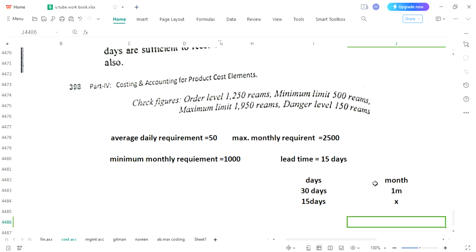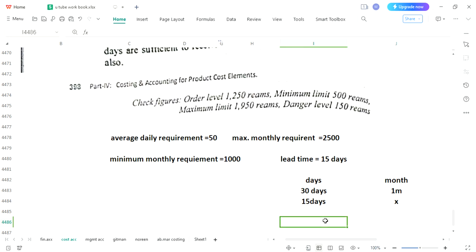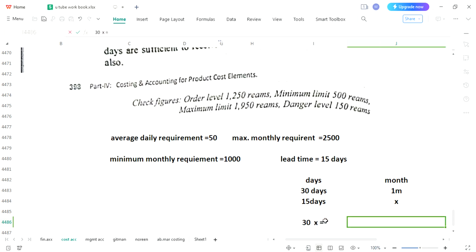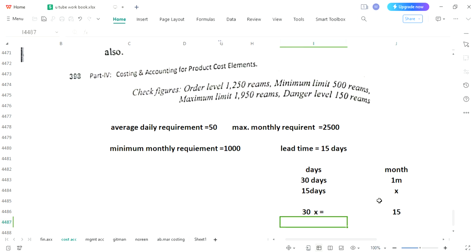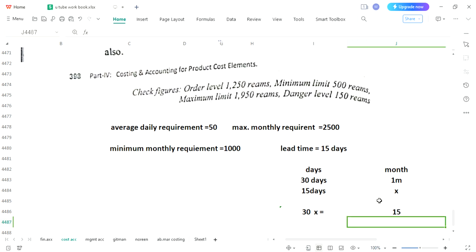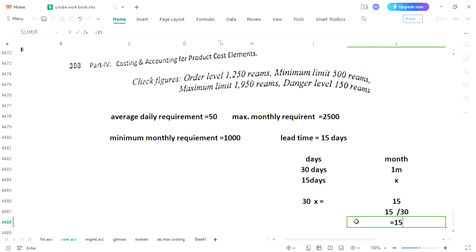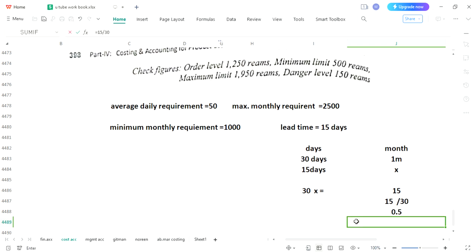Here we will start our cross multiplication. X would be multiplied with 30, so we will get 30x. And on the other hand, 15 would be multiplied with 1. We will get 15. 15 is already present over here. And you want to take this 30 to the opposite side. 30 is being multiplied over here. If you take it to the opposite side, it would be divided. And we have 15 over 30. Now we can calculate it. 15 divided by 30. So we have 0.5.